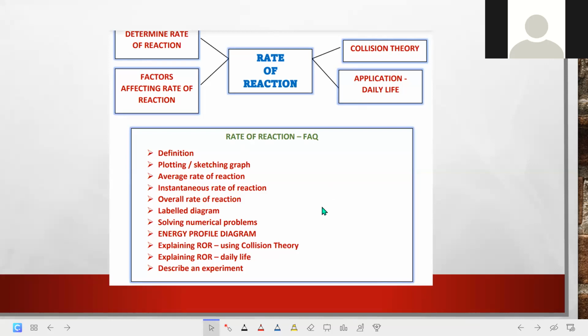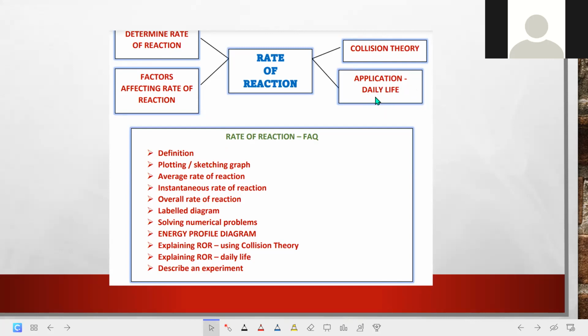Okay, basically they ask you for rate of reaction. These are the things they will ask. Exactly this. And in my questions here today, I have covered almost everything. Some I will go faster because you already know, since some of the questions are repeating. Some are determining the rate of reaction. Some of them are factors, collision theory, and then application in our daily life.